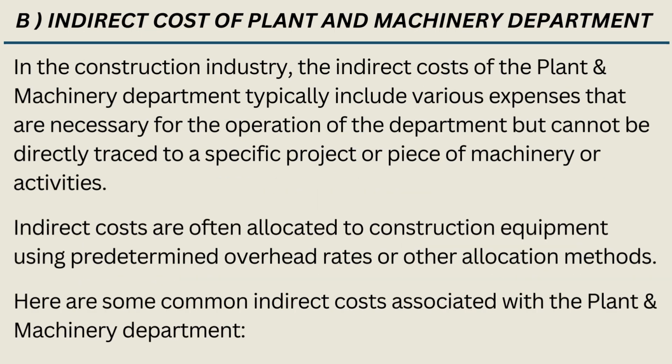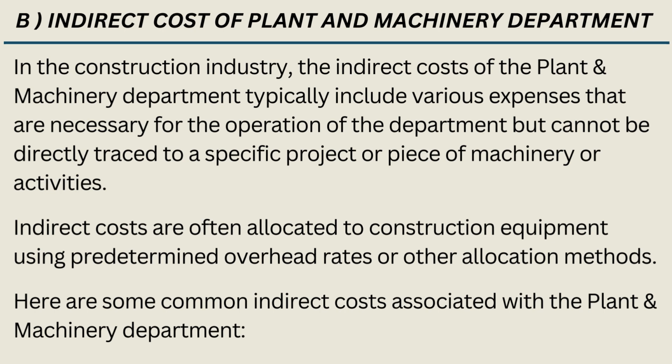B. Identify indirect cost of plant and machinery department. In the construction industry, the indirect costs of the plant and machinery department typically include various expenses that are necessary for the operation of the department but cannot be directly traced to a specific project or piece of machinery or activities. Indirect costs are often allocated to construction equipment using predetermined overhead rates or other allocation methods.